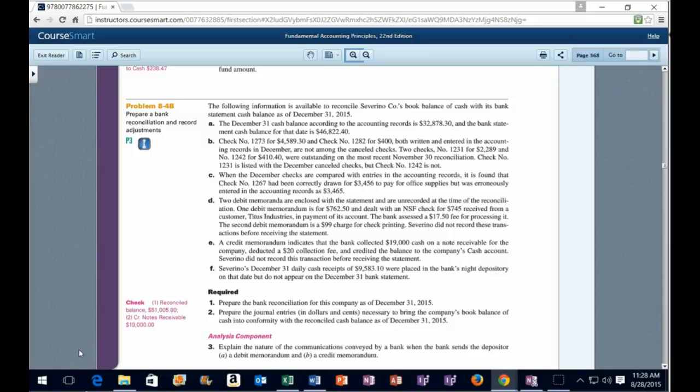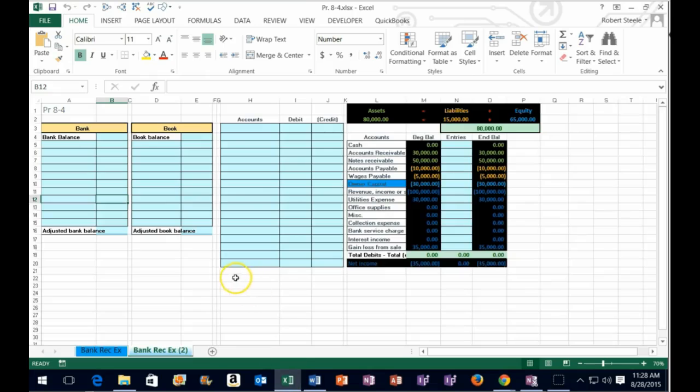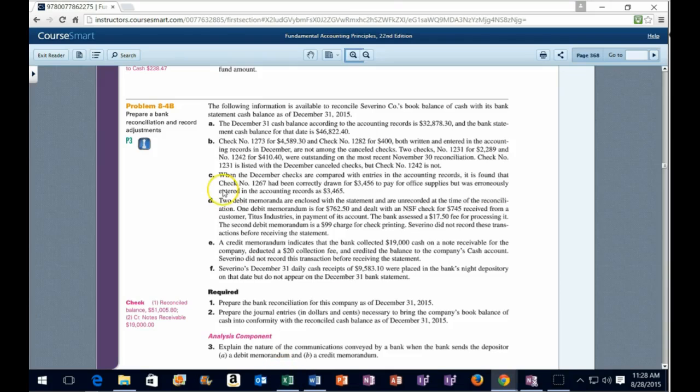Hello, in this presentation we will be taking a look at a problem that will be very similar to the homework and or assignment. The numbers will change, the format will remain much the same. We're going to be putting the numbers into this Excel worksheet here. This Excel worksheet can be used for both this example as well as the homework and or assignment problem.